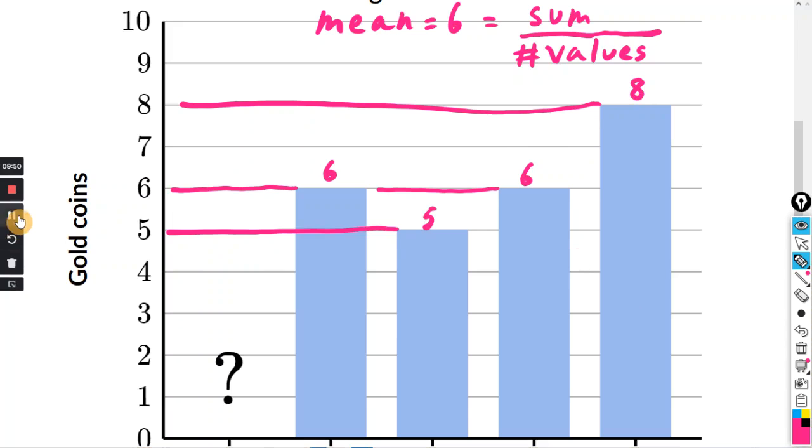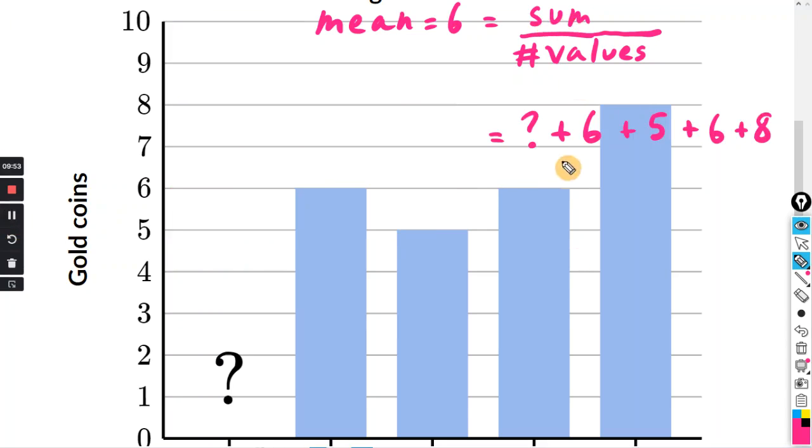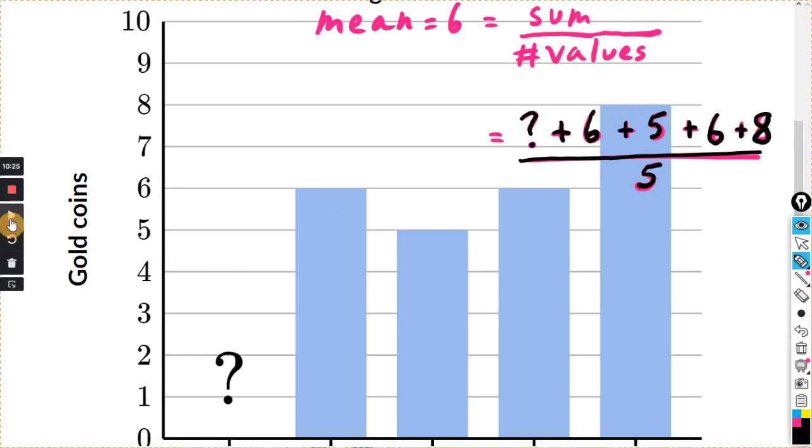So in the formula for the sum, I added the total of each bar. So question mark plus 6 plus 5 plus 6 plus 8. That is for each bar. And that's divided by the number of values. So you also have to count the missing one. That's going to be 1, 2, 3, 4, 5. There's 5 bars, including the missing one. And we said in the write-up, the mean equals 6.